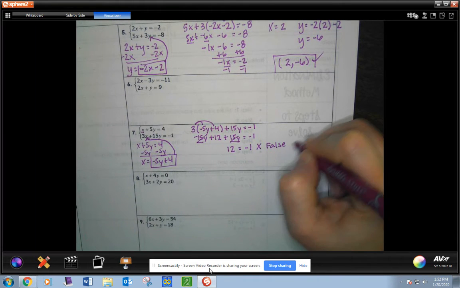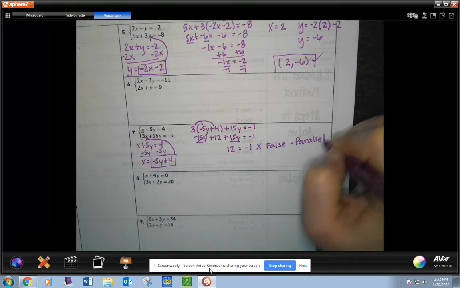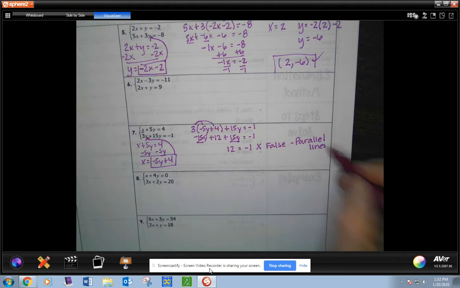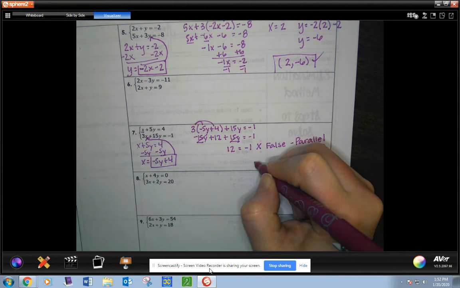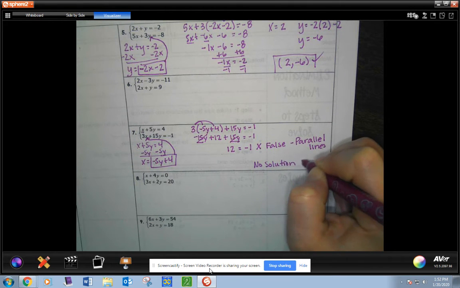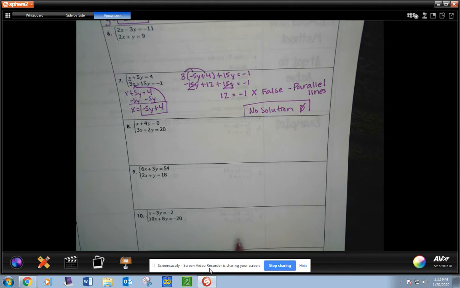A false statement means you have parallel lines. If you were graphing this, we're not going to graph it. So since the lines are parallel, your answer is no solution, or you can do the symbol. Either would work. So you can only have no solution if you run out of letters and it does not make a true statement. Okay, we're going to move to number 9.